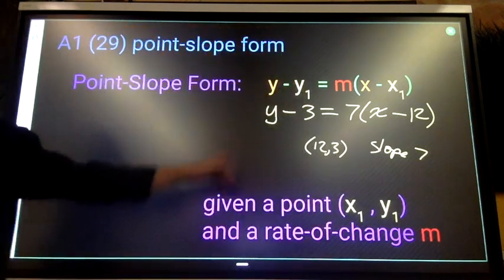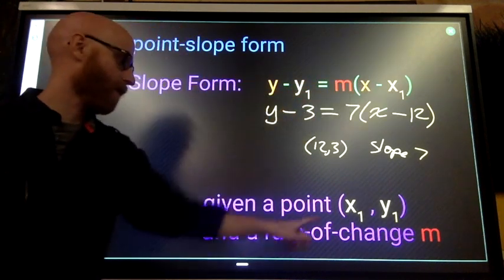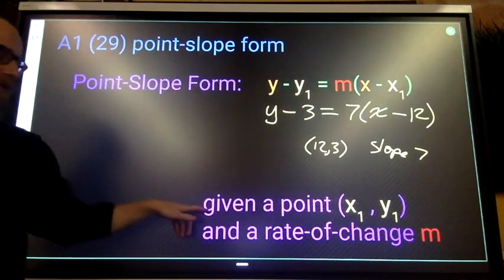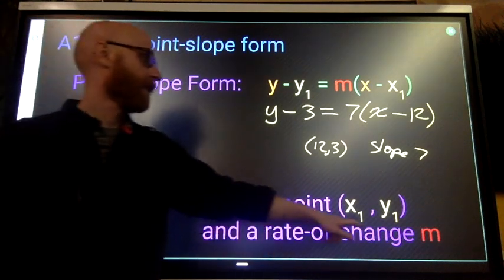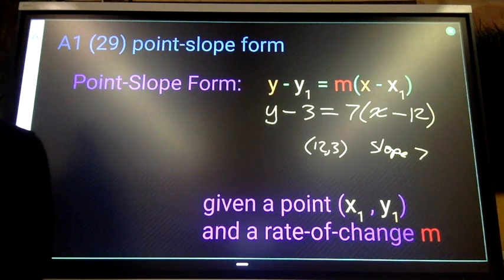Alright, so the numbers in the position x1, y1 tell me one point that's on my graph, and the number in the position of m tells me what the rate of change or the slope of my situation is.